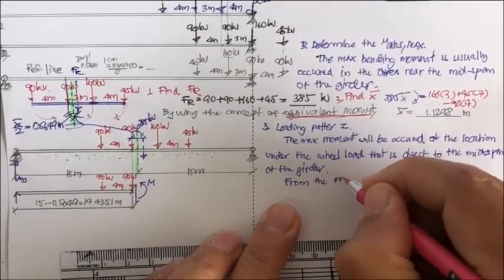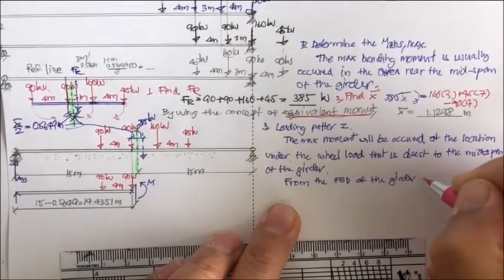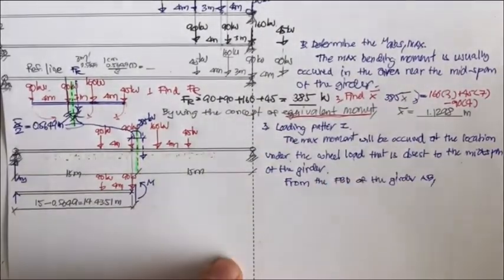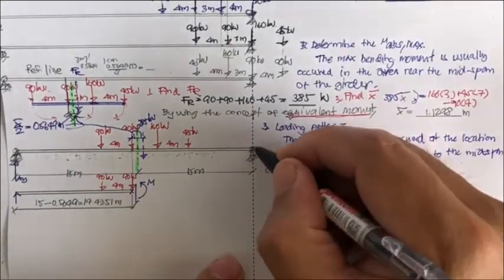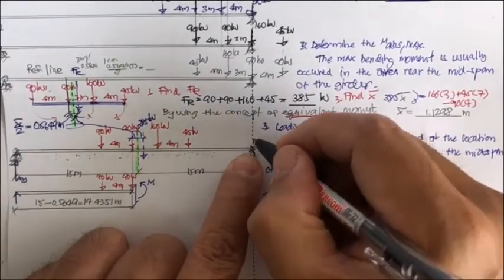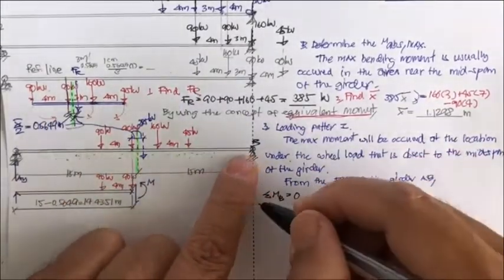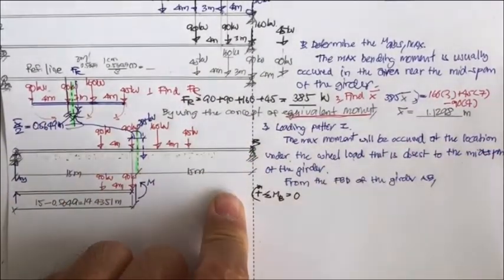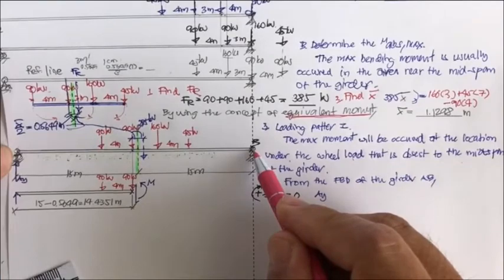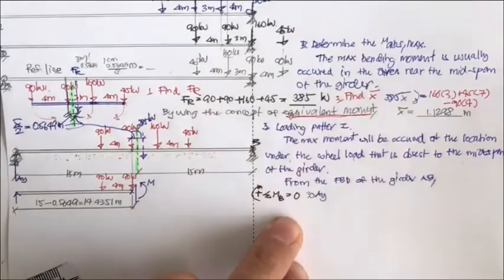Okay, so from the free body diagram of the girder A, B, we just take the moment about here. Summation of the moment about, let's say, B equal to 0. So A sub y is going to rotate this way. So this is going to be plus, and we have the A sub y times 30. So that is going to be 30 A sub y.